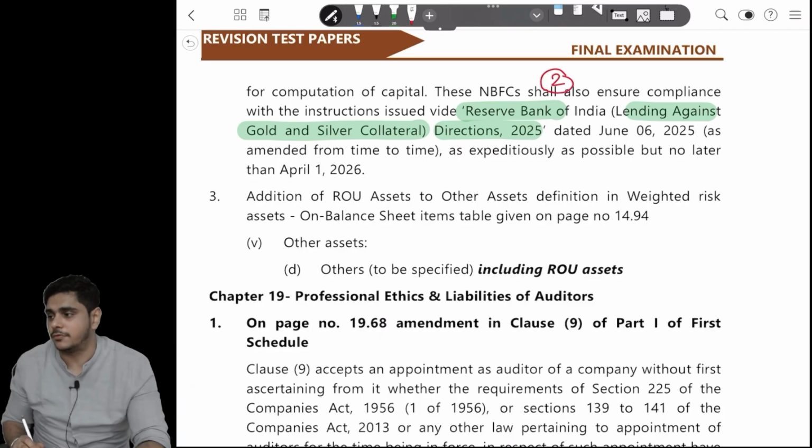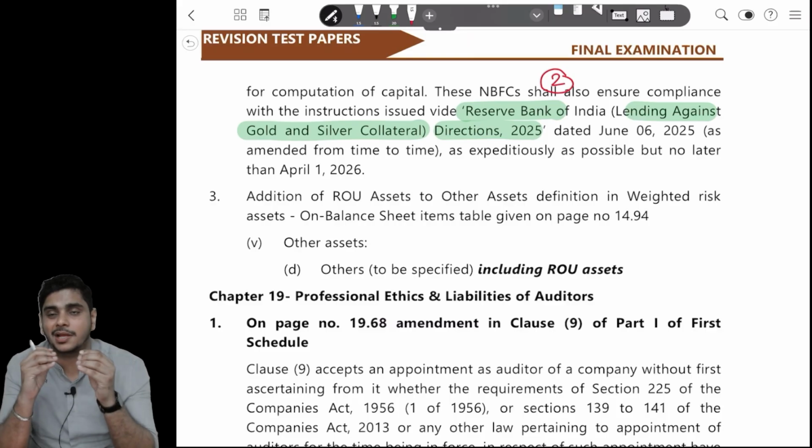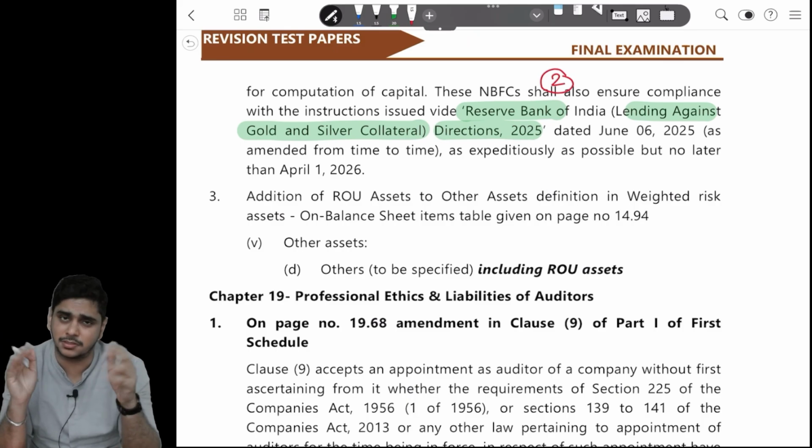Number two, they have to comply with what? RBI lending against gold and silver collateral direction 2025. So these two things they have added for calculation of Tier 1. As such, there are no illustrations. What is the impact? It's not given anywhere. It's just a clarificatory amendment.